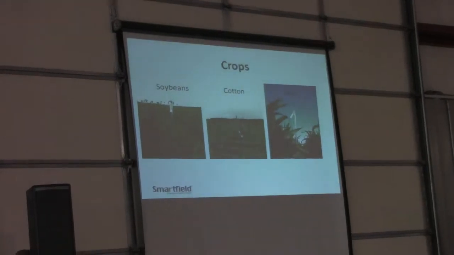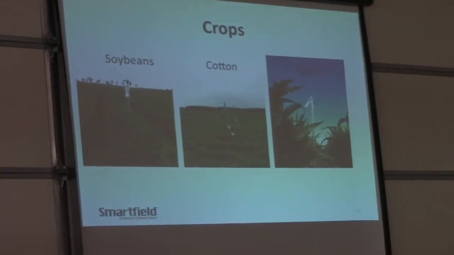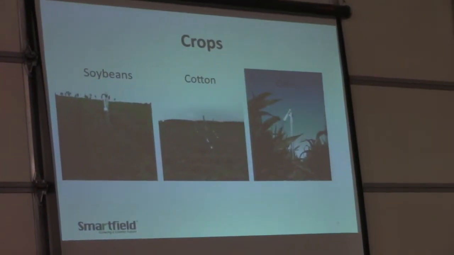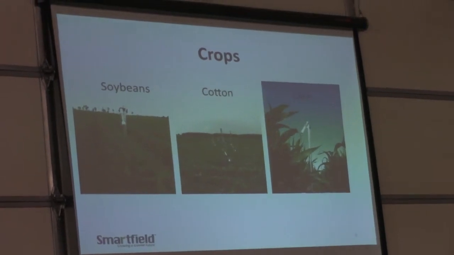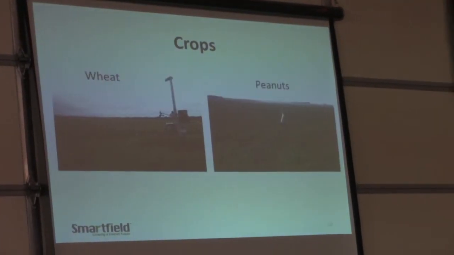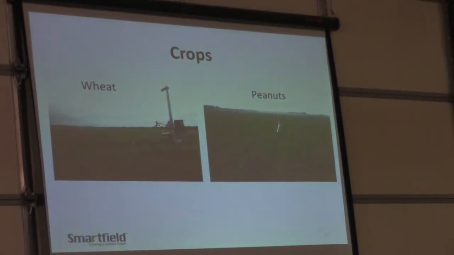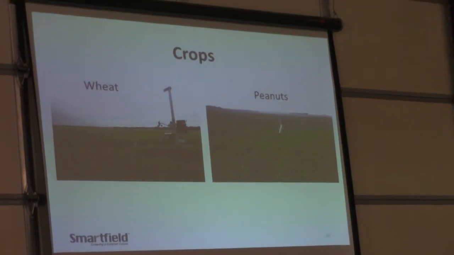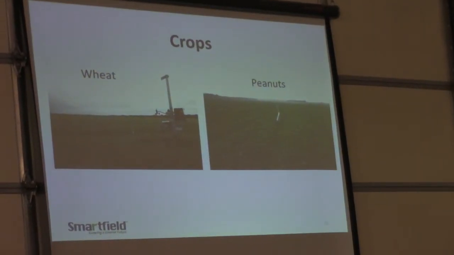Some of the crops we're looking at here, all the major row crops, soybeans from the Delta, cotton, corn, wheat, peanuts. We've seen the same water response and temperature response, irregardless of the crop that we're looking at.